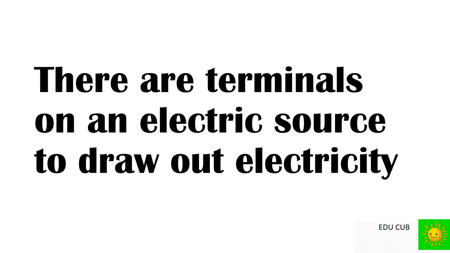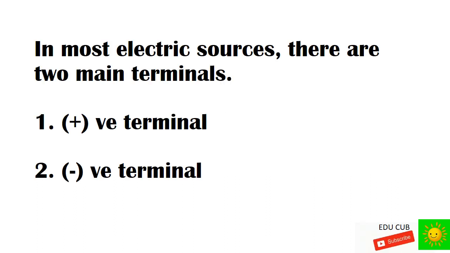There are terminals on an electric source to draw out electricity. In most electric sources, there are two main terminals. First one, positive terminal. Second one, negative terminal.